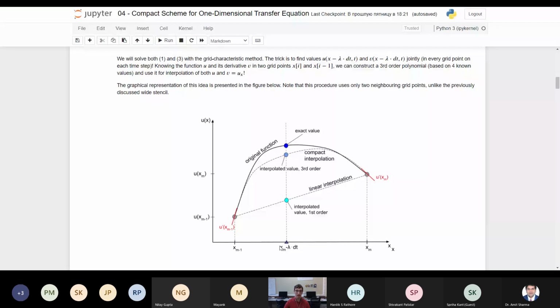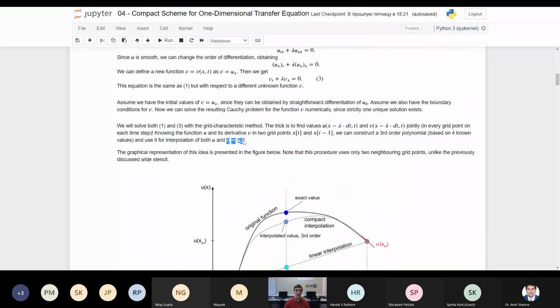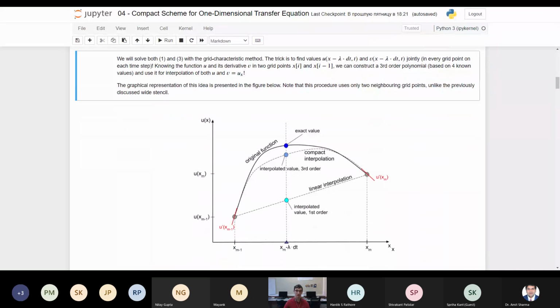However, if we know the derivatives at this point and this point, these derivatives, and we know them because they are values of the function v, because we know that function v is the derivative of the u function. And these derivatives, they set the direction of our function in these points, which allows us to construct a third-order polynomial.